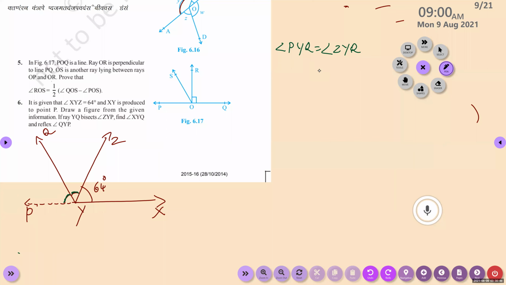PYQ equals ZYQ. Reason: YQ bisects ZYP, so these two angles are equal. Question: first you try to get XYQ. Children, all of you try.